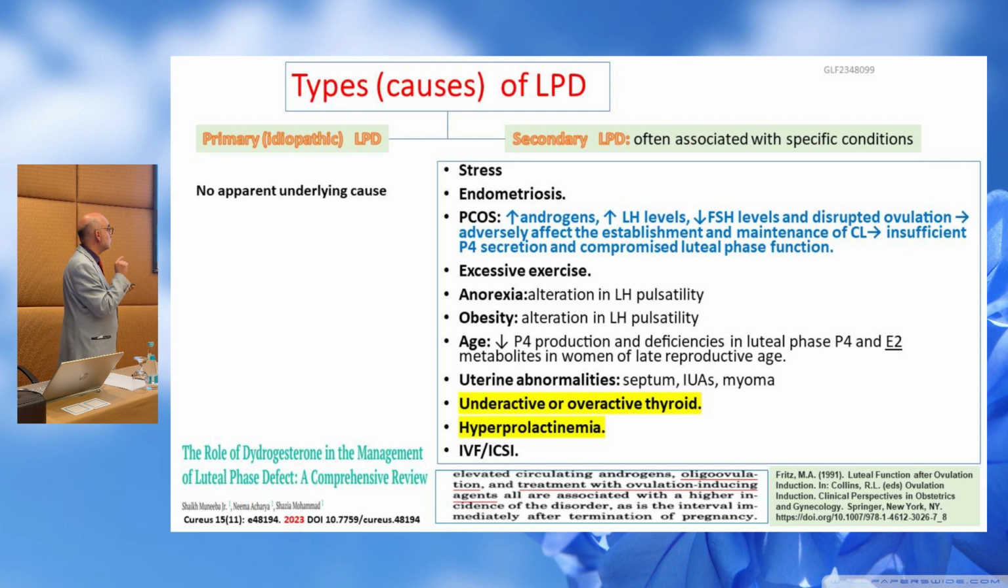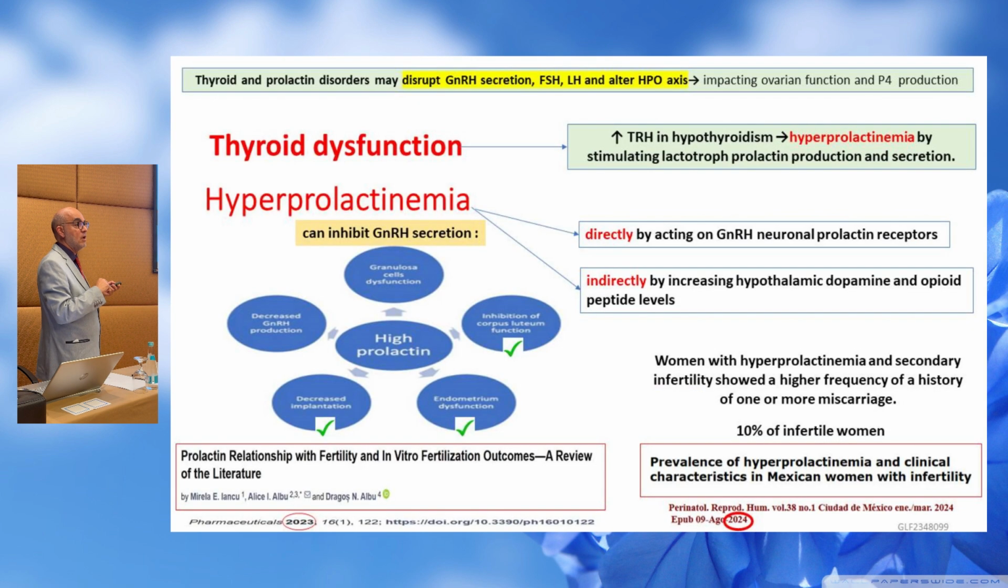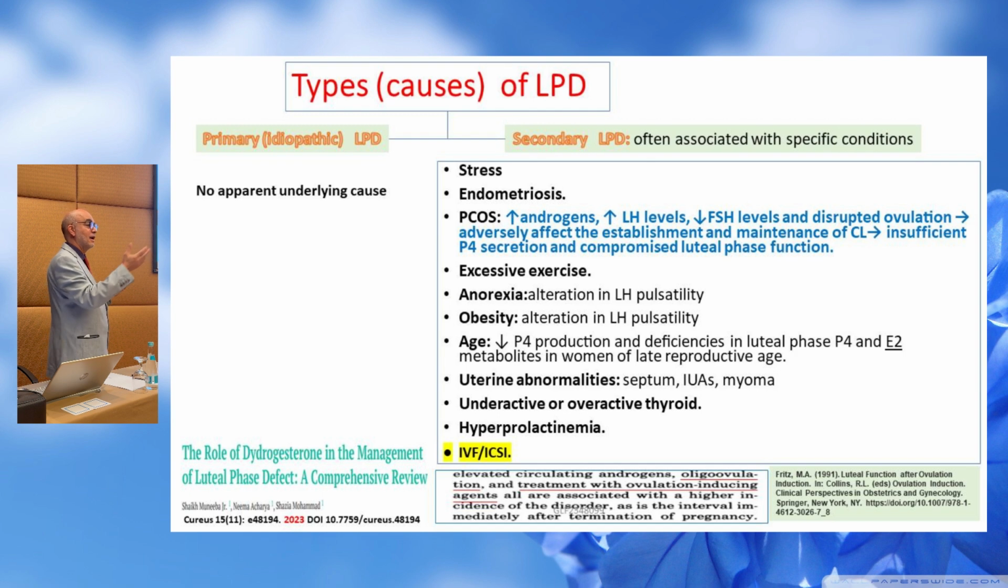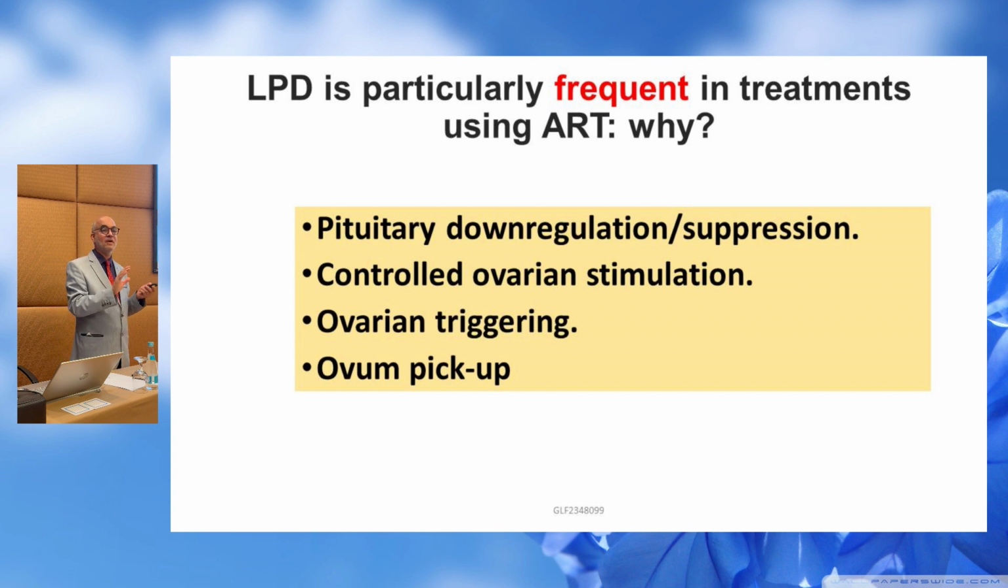So if we discuss in short the hyperprolactinemia and hypothyroidism, they will lead to altered GnRH secretion, and this is one of the causes of luteal phase defect. What about IVF? I deleted many studies regarding IVF, but we know that the steps of IVF are: number one, pituitary downregulation or pituitary suppression. Number two, controlled ovarian stimulation. Number three, triggering, which is final oocyte maturation. And number four is the ovum pick up.